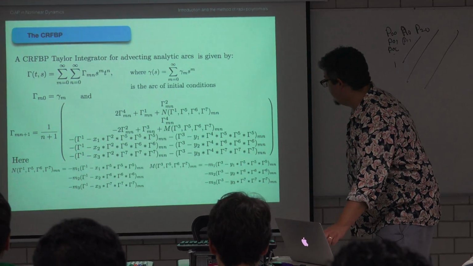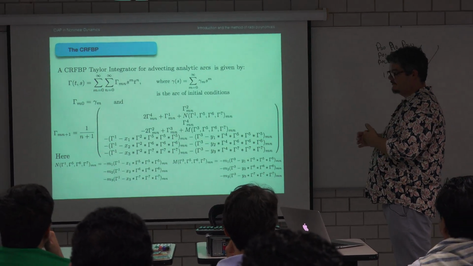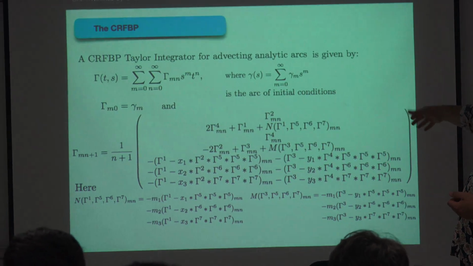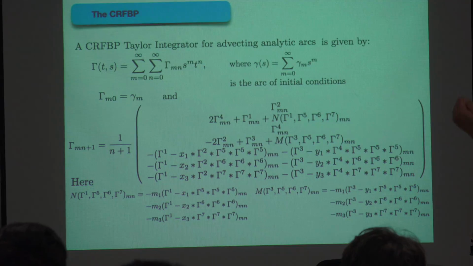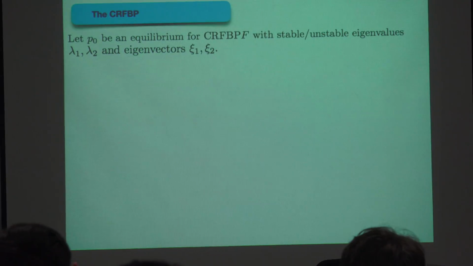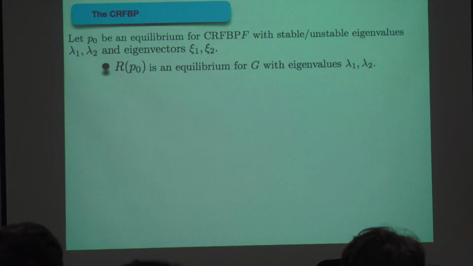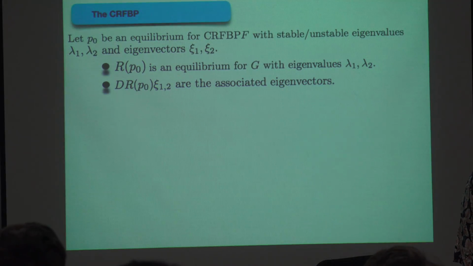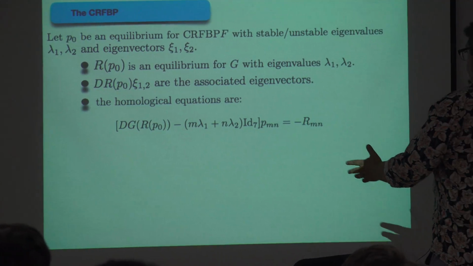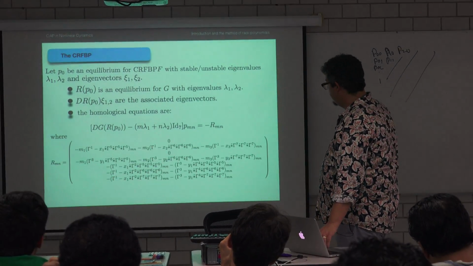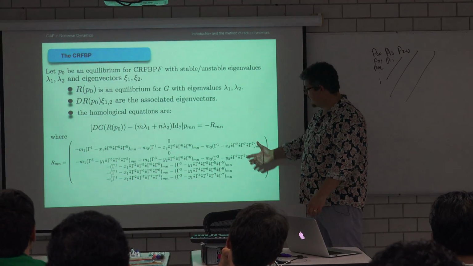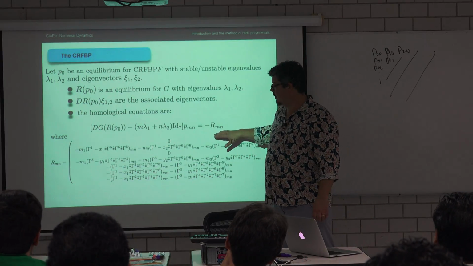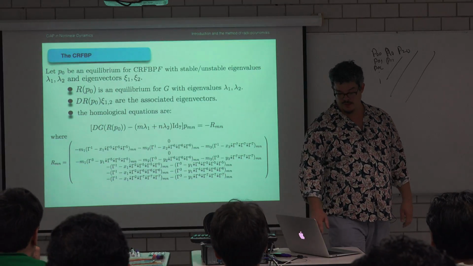It's complicated, but it's all convolutions. Sorry, Cauchy products. It's just multiplications of power series. But this is the main piece of a Taylor integrator for arcs in the circular restricted four-body problem. For the parametrization method, if you have an equilibrium with, say, two stable eigenvalues, then the homological equations are these, where R can be written down in terms of these hat products. So these are Cauchy convolutions with the highest order terms removed. And so these are the homological equations. You solve these one at a time to compute the manifolds.